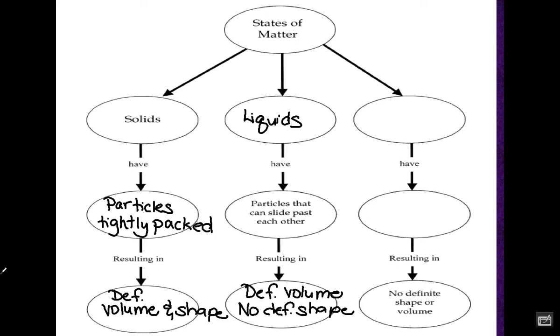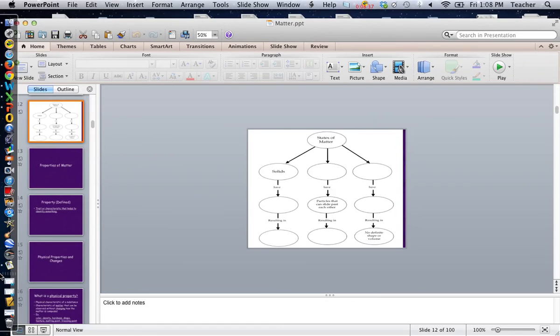Now, the one that has no definite shape or volume are our gases, and these particles are able to freely move. Okay? So that's kind of a brief review of most of the things that you probably already knew about solids, liquids, and gases. In our next segment, what we're going to do is actually take a look at some of the properties of matter more in general.